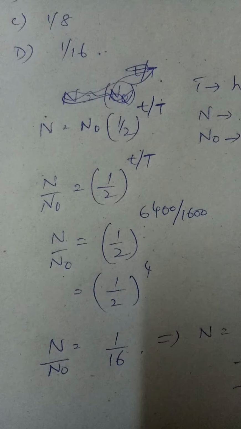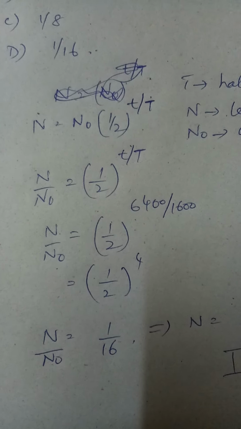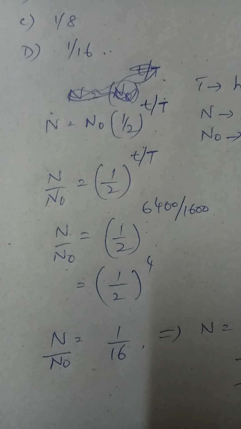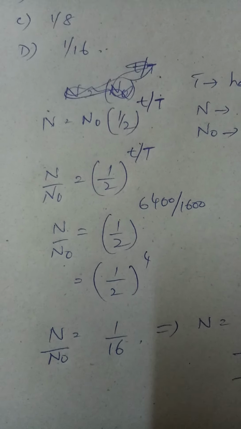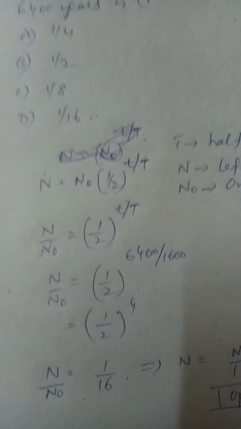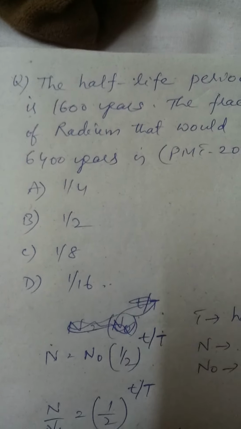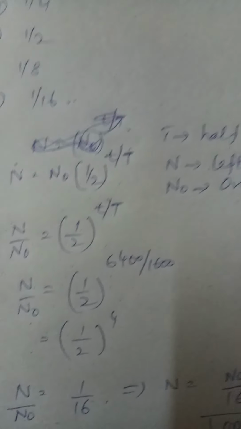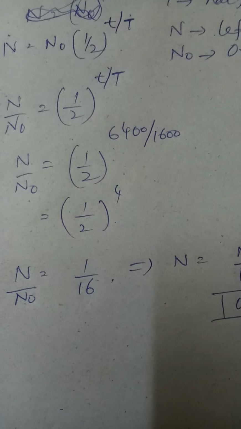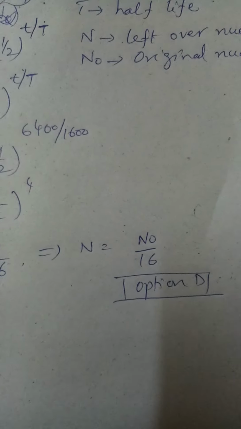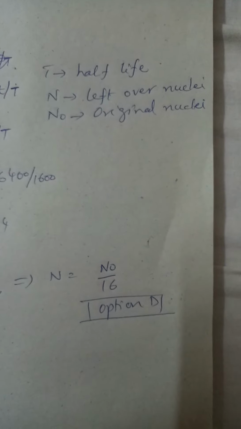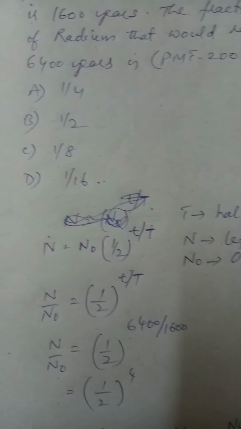So here N by N0 is equal to half to the power of t by T, bringing N0 to the other side. Now small t is the present time, 6400 years, and capital T is t half, given as 1600 years in the question. So when you solve it, you get 1 by 2 to the power of 4, which is 1 by 16. So N is equal to N0 by 16. So how many are left over now? N0 by 16. So option D is the correct answer.